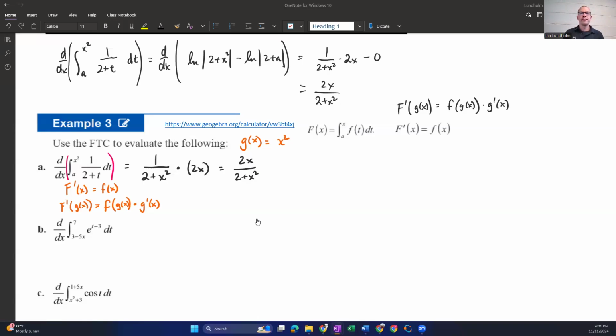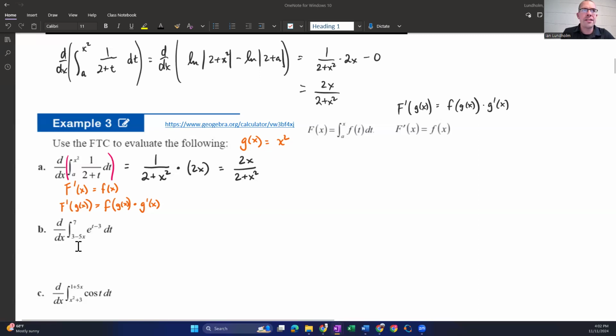I don't know that we're going to do a ton of problems like this, but let's go ahead and do a couple more and see if we can get a feel for it. In this case, we're taking the derivative of an area function, except now the function's in the bottom bound.